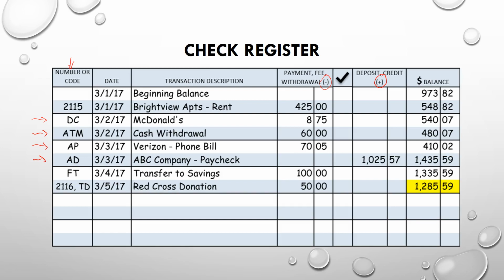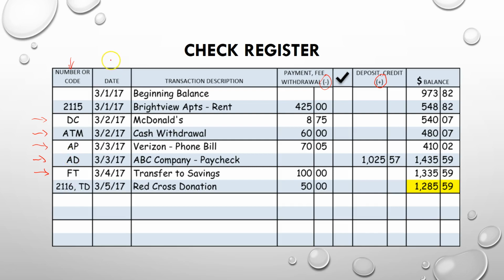All right, and maybe FT is like a funds transfer, right? Like you're transferring funds from your checking, in this case, to savings. So you can have different kinds of accounts. We're going to talk about savings accounts next time we meet. So anyway, these codes and numbers are just more for your tracking than anything.